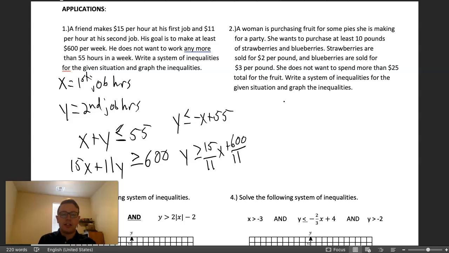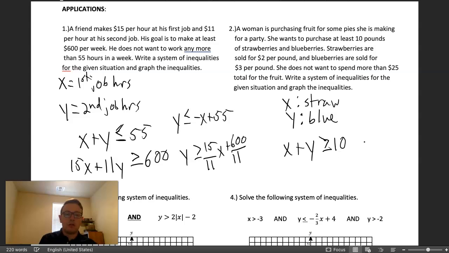Well, the equations are going to involve strawberries and blueberries. So let's call x our strawberries, and we'll call y our blueberries. Then we know that the total amount of strawberries and blueberries we want is going to be greater than or equal to 10 pounds. We want at least 10 pounds. Or rewritten, that's going to be y is greater than or equal to minus x plus 10.